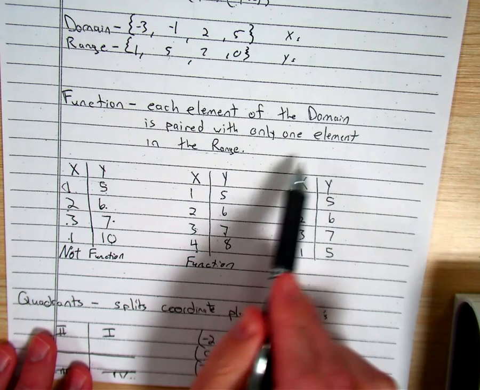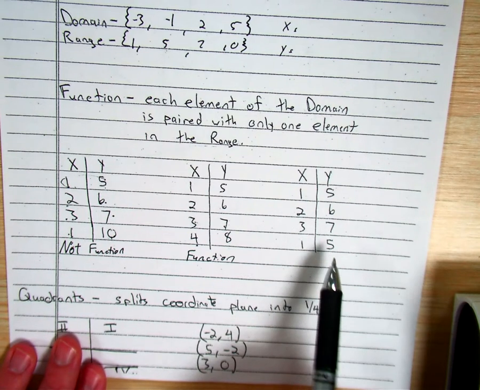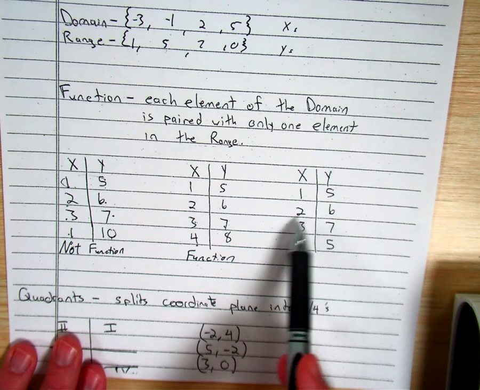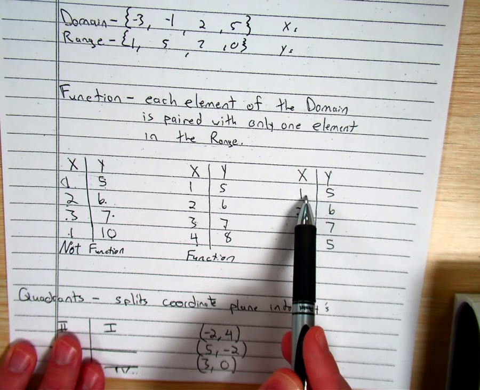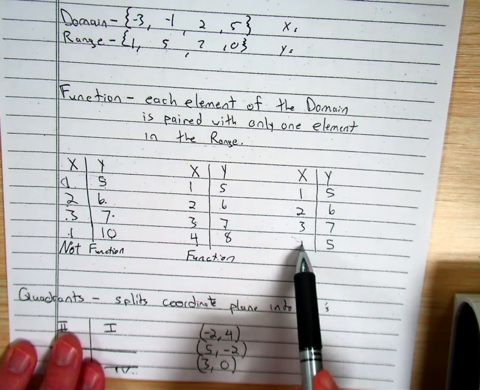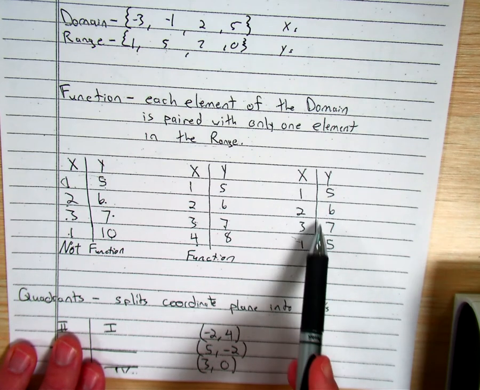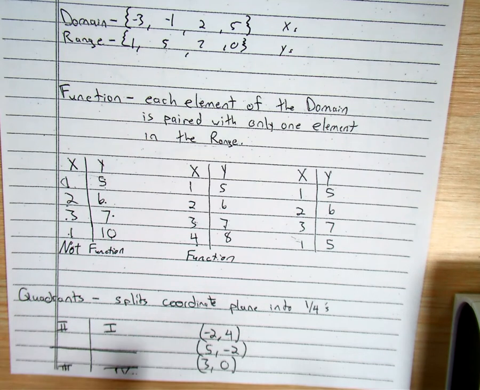This is kind of a tricky one. Okay, this is kind of a sneaky one. 1, 5, 2, 6, 3, 7, 1, 5. Quick scan down the x, 1, 2, 3, 1. Oh, I have x's repeating. I use 1 twice, but take a look. 1, 5, 1, 5. It's the same point. Tried to trick you. It's the same point.